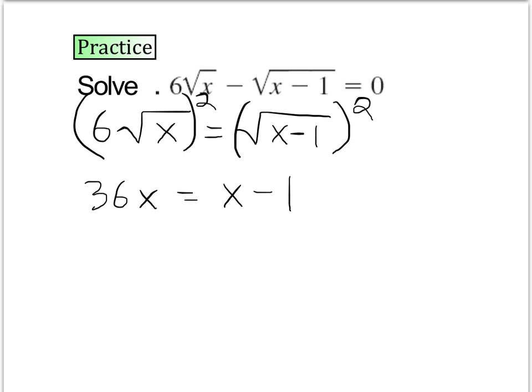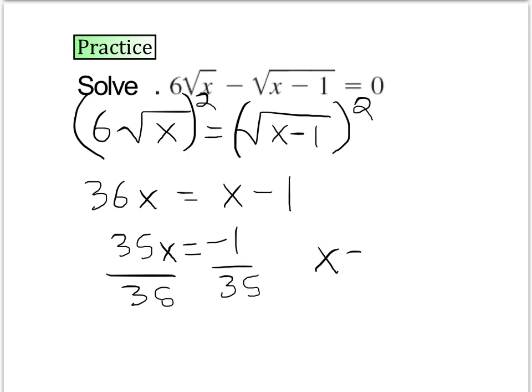Then I subtract x from both sides. I end up with 35x equals negative 1. Divide both sides by 35, and x equals negative 1 over 35.